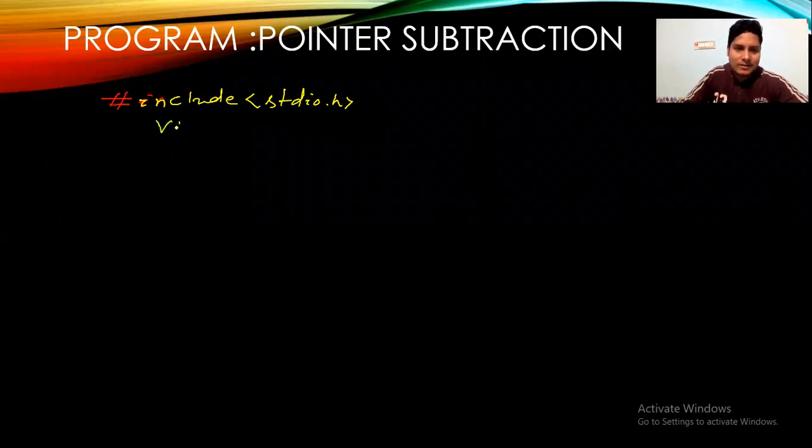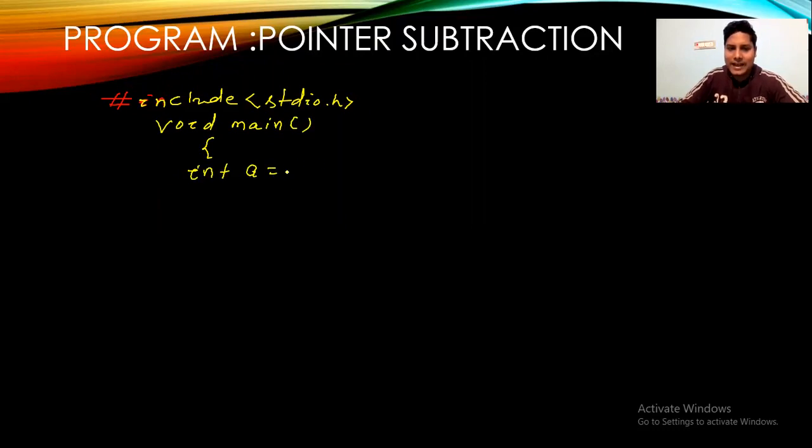Next, void main. I'm defining the main function. Inside the main function, I am declaring two variables. One is int a = 20. I am assigning 20 to the variable a, and I am declaring another variable, int *ptr. This is a pointer variable.